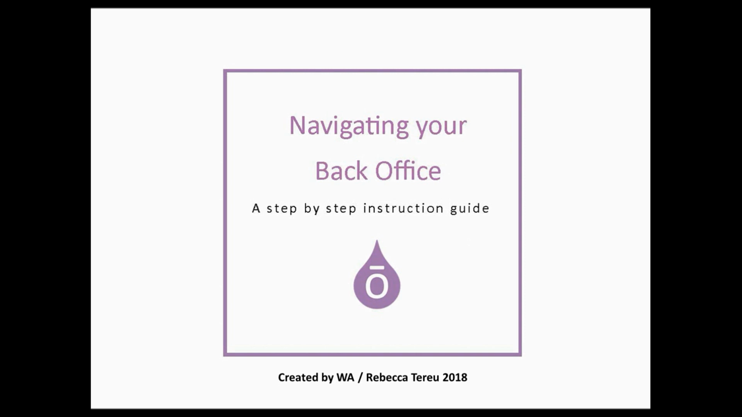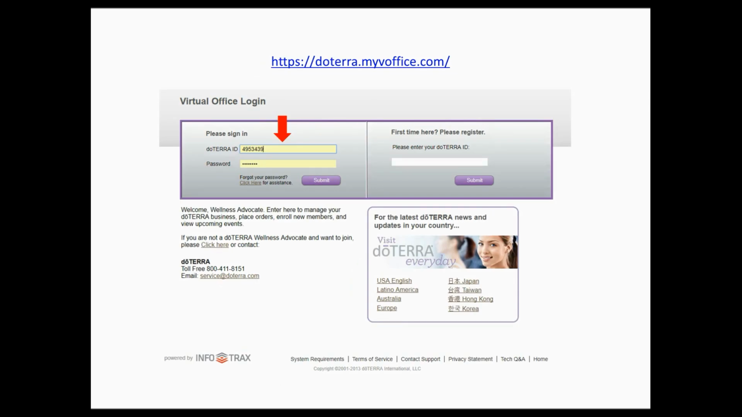So the first thing that you'll need to do is log into your virtual office. Now we all have one. If you have a wholesale account, you'll have one, and you can find it by typing in this URL, doTERRA.myvoffice.com. You'll come to this login screen where you will need to input your doTERRA ID. Now you should have received this ID via email when you first signed up, but if you didn't, feel free to contact the person who signed you up and they should be able to help you. Likewise with your password.